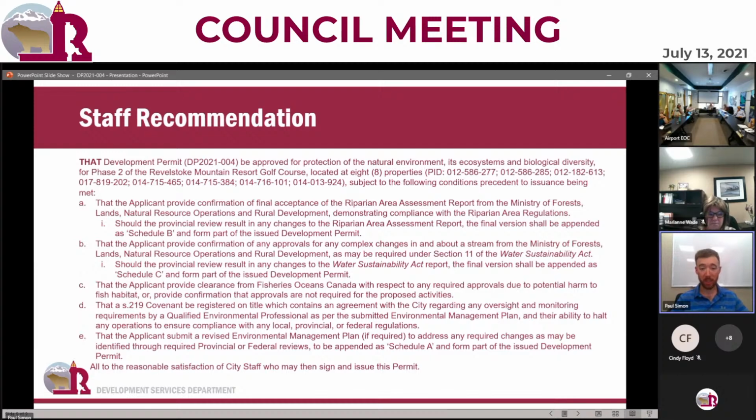We'll be looking at a Section 219 covenant, which Ms. Wade had previously discussed. We have a lot of these elements outlined in the development agreement. And then lastly, and very critically important, is the environmental management plan. If there are any revisions required based on the final provincial reviews that need to be embedded into this plan, as well as any other changes to ensure adherence to best practices, that amended environmental management plan would be appended into the development permit.